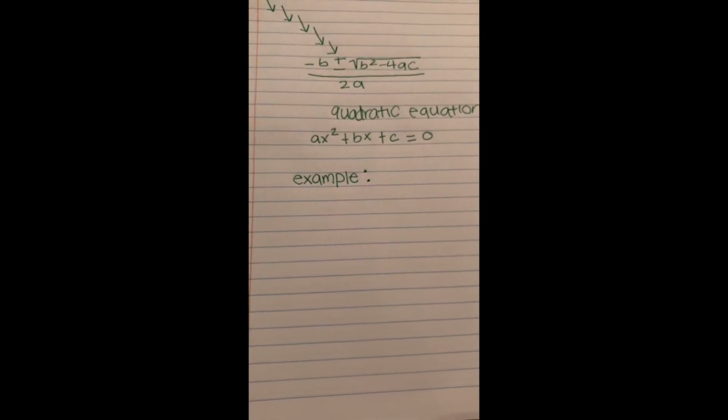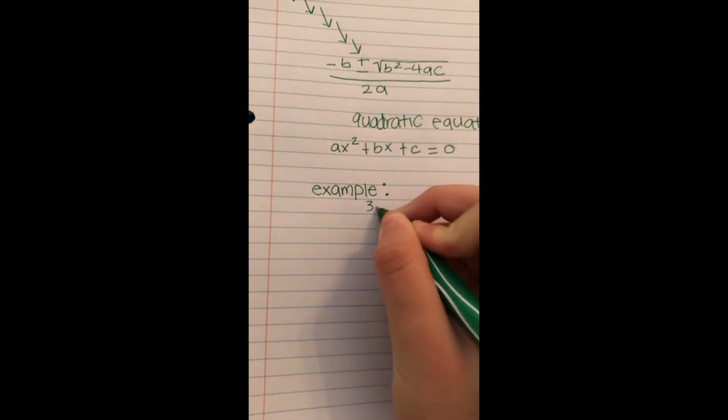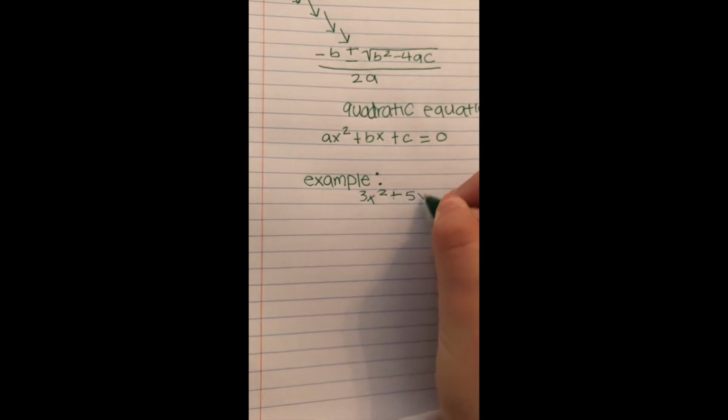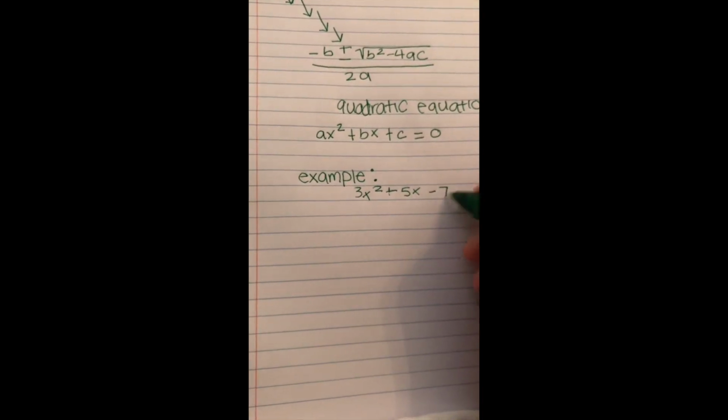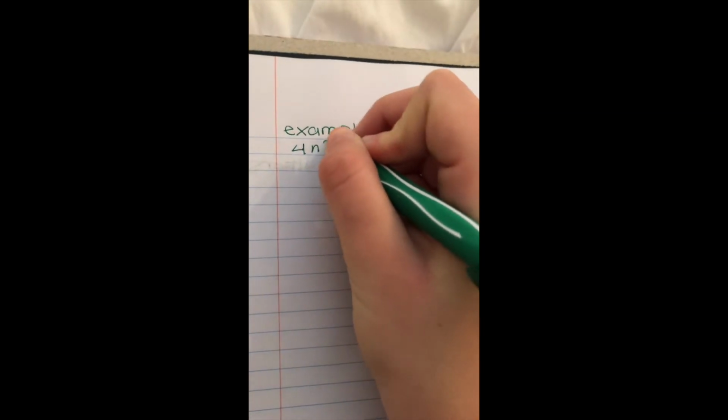Let's try an example. Here the problem will be 3x squared plus 5x minus 7 equals 0. Our example problem is going to be 4n squared plus 11n minus 69 is equal to 0.